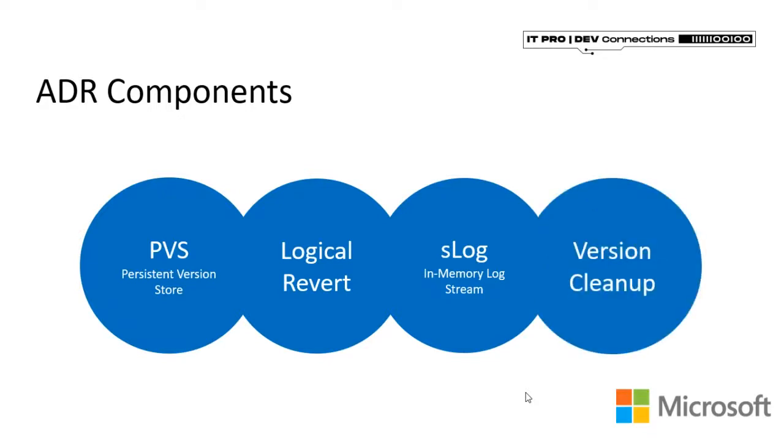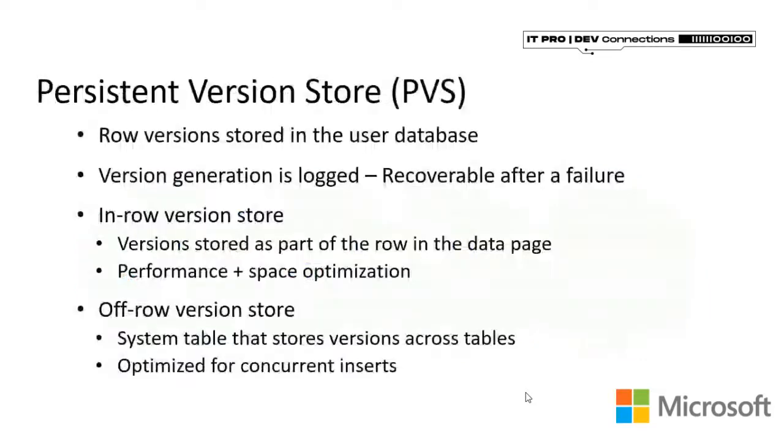And finally, because we maintain all the earlier versions of every record in the database, we have the so-called version cleanup process that takes care of removing all of these versions in the background. So it doesn't impact your workload, but it runs in the background to remove all of the earlier versions that are no longer needed and reclaim space. So let's start with the persistent version store, or PVS.